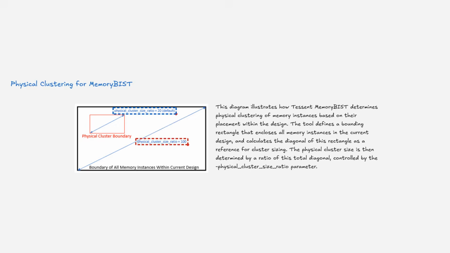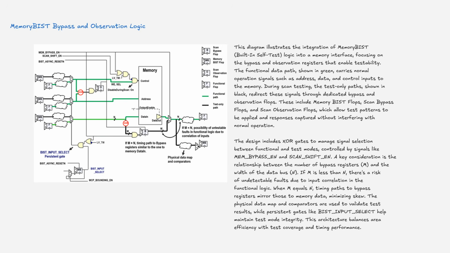This diagram illustrates the integration of MemoryBIST logic into a memory interface, focusing on the bypass and observation registers that enable testability. The functional data path, shown in green, carries normal operation signals such as address, data, and control inputs to the memory. During scan testing, the test-only paths, shown in black, redirect these signals through dedicated bypass and observation flops.